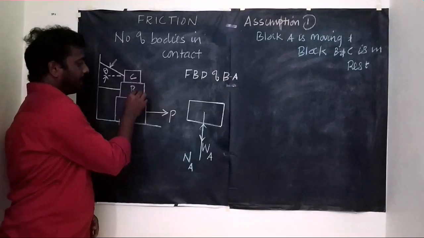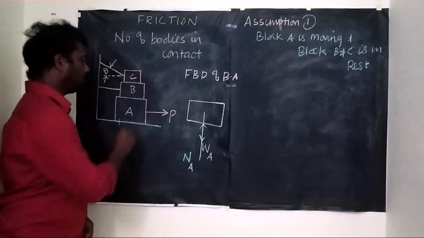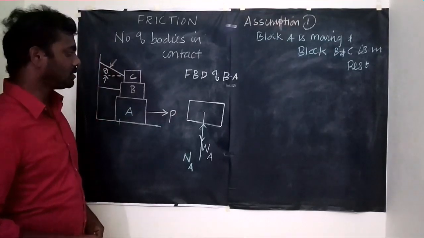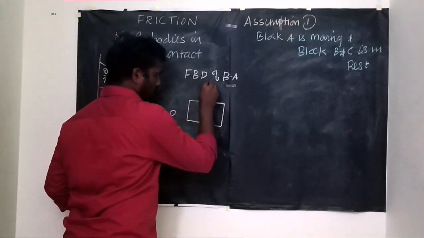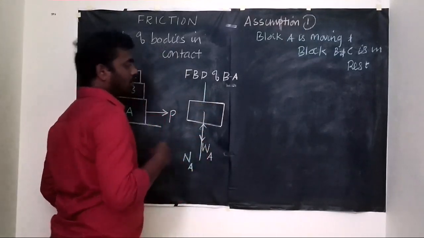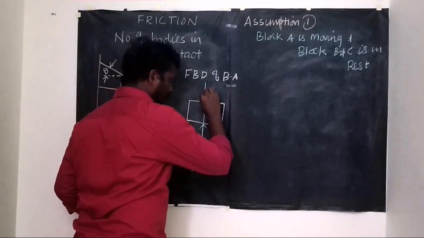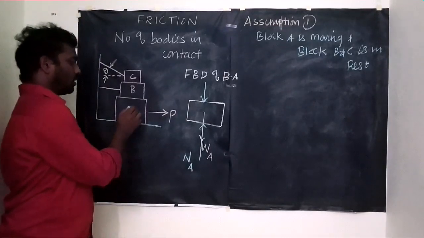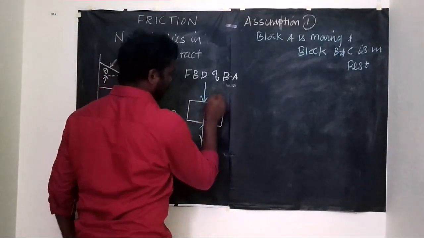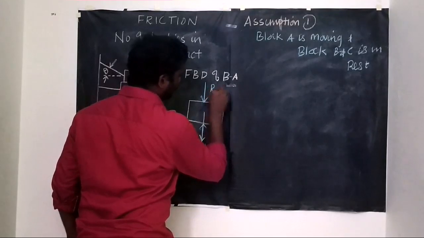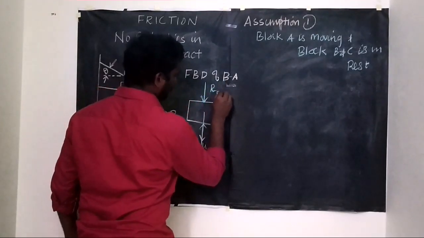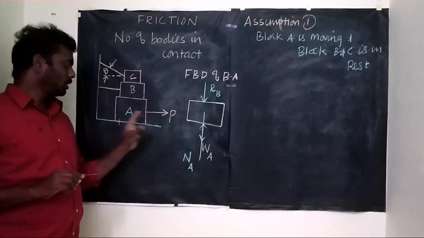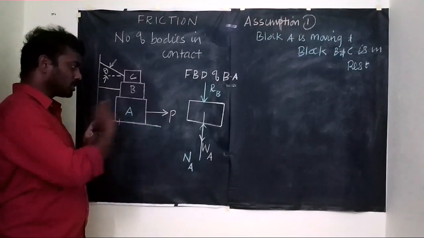Then here the self weight of block B acts on block A, that is mentioned by letter N suffix B. This is the external reactive force acting on block A, that is mentioned by R suffix B. Then due to the application of this external force, this body starts to move towards the right.